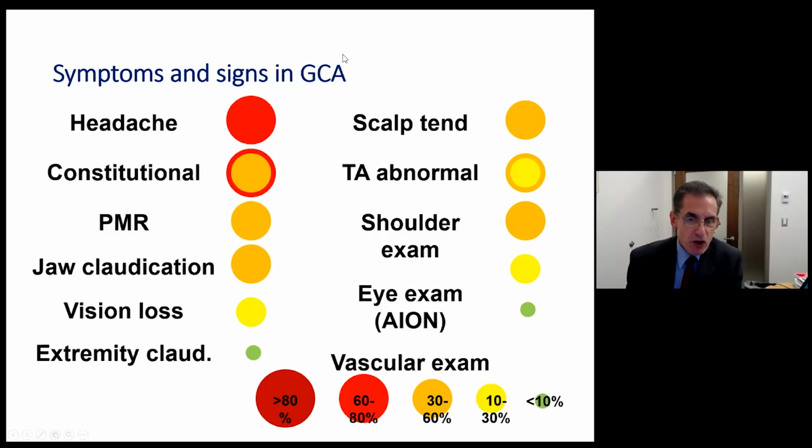Constitutional symptoms occur in half or more of patients, such as weight loss, fever, fatigue is a very common problem. And then symptoms like PMR and jaw claudication and scalp tenderness occur in anywhere between 30 and 60% of patients. As you can see down here, patients who develop visual loss is in the 10 to 30% range, but it's important to know that visual loss is a serious and catastrophic problem because it is frequently irreversible.